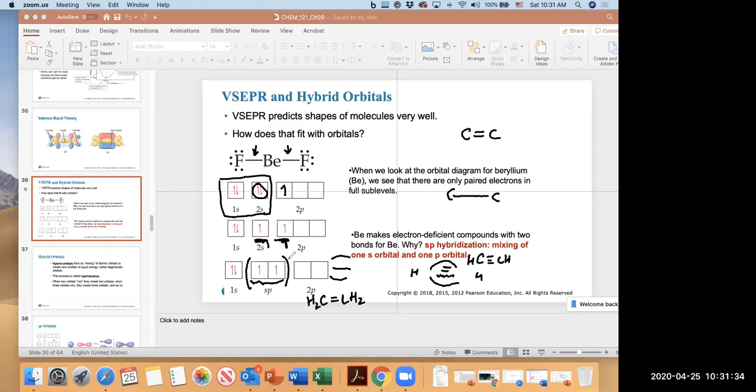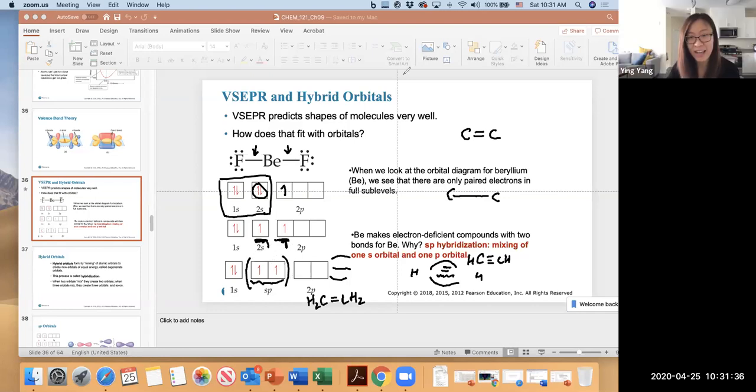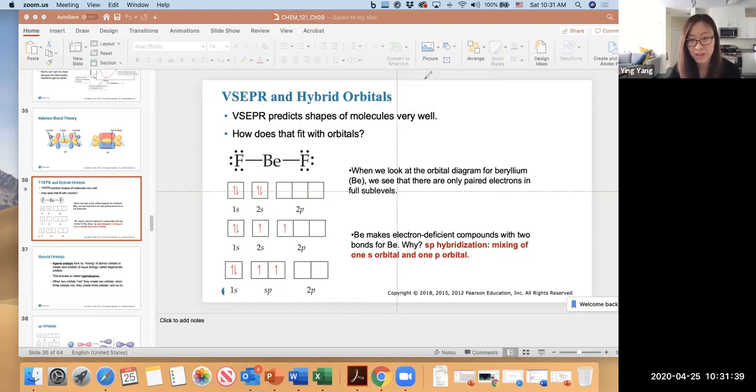And so we rewrite it like this. Let me clear all the drawings so you can see it better. So we combine these two. Now these two have the same energy, and the remaining two p orbitals still have the same energy. Now we have two sp hybridized orbitals and two p orbitals. Each of these hybridized orbitals can form a single covalent bond with the unpaired electron of fluorine.